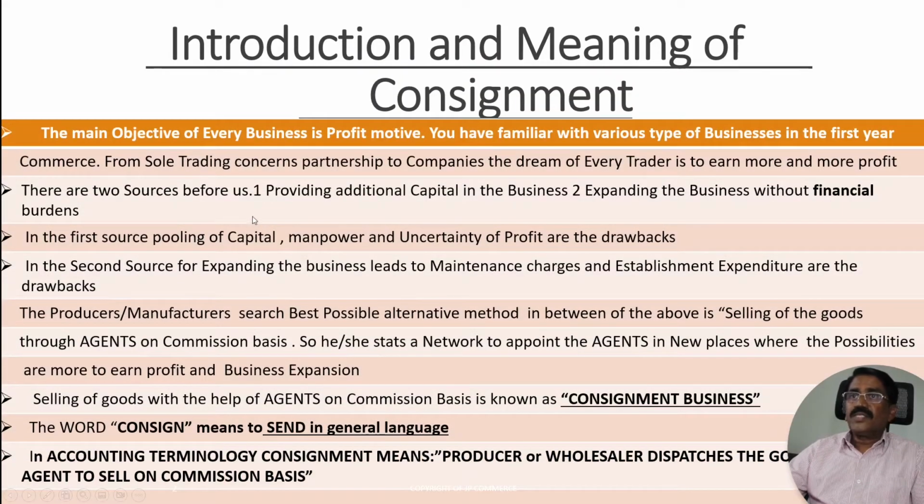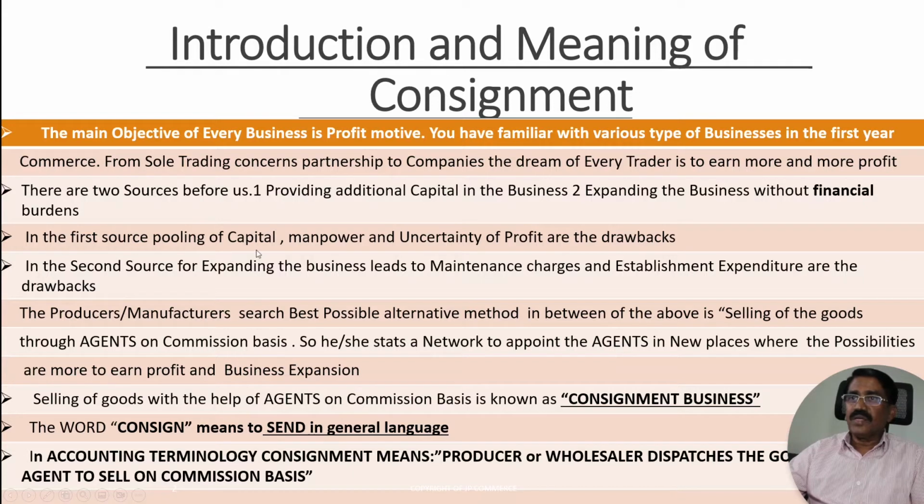The main objective of every business is profit motive. You are familiar with various types of business from the first year of commerce, from sole trading concerns and partnerships to companies. The dream of every trader is to earn more and more profit. There are two sources before us to earn profit. First, providing additional capital in the business. Second, expanding the business without financial burdens.